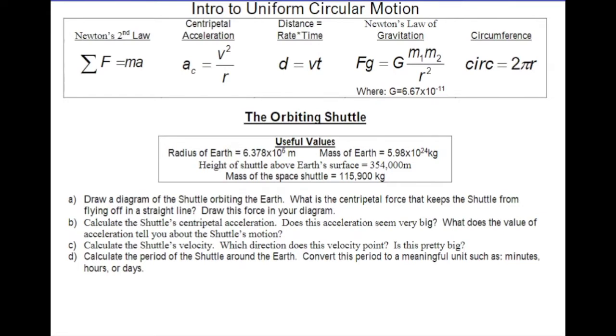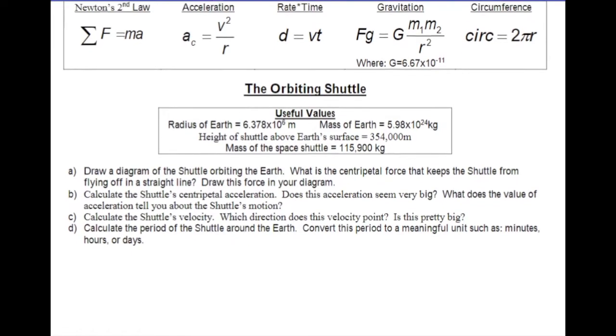All right, so let's take a look at our first problem here. We have a satellite orbiting the Earth, and here's all of our information. Up here, we see that we have a bunch of equations that we're going to get to in a sec, as well as some useful information. The first thing they want us to do is draw a diagram of that shuttle orbiting the Earth, and then they want us to answer a few questions in regards to that.